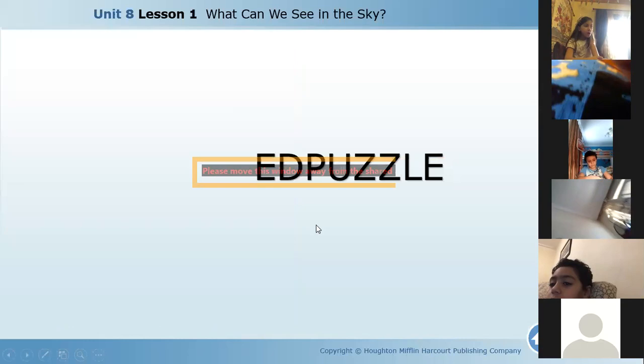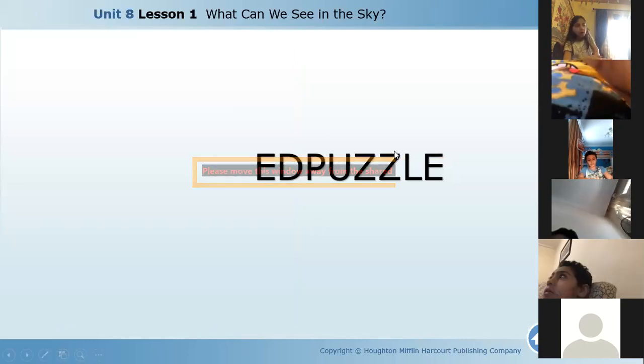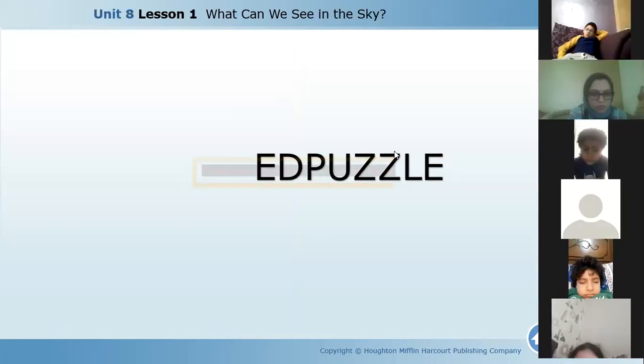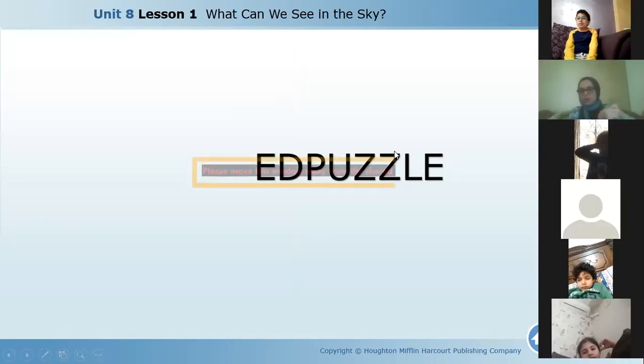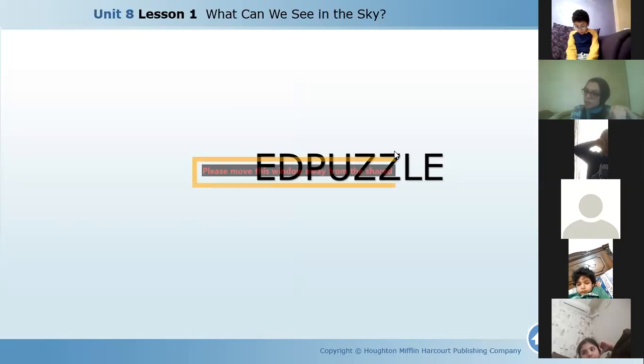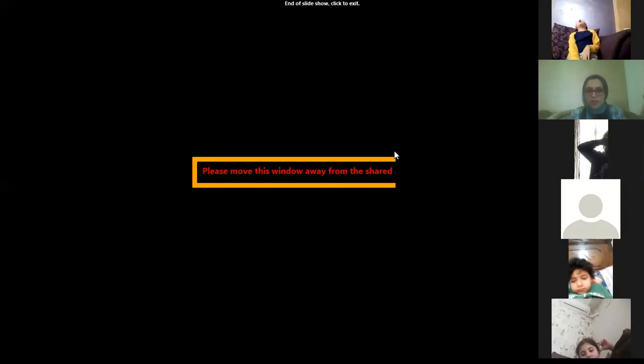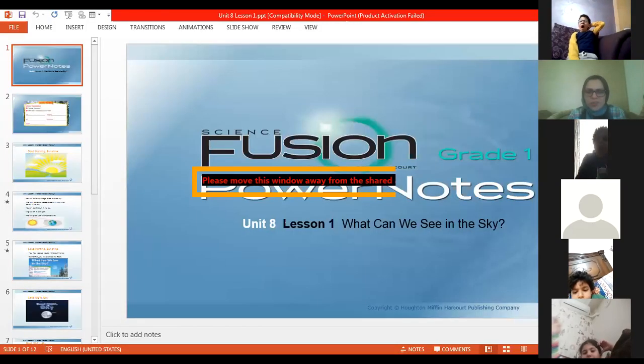And remember to do the puzzle assignment. So how many assignments do we have? We have 3 assignments. We have the activity, and send me a picture on Class Dojo. We have Edpuzzle. You find the link in the PowerPoint and the 2 pages that are in the book. Any questions?